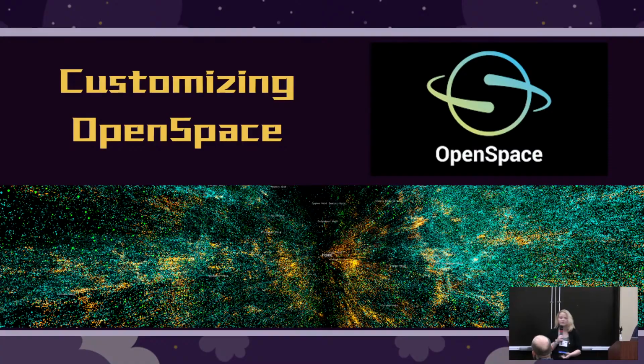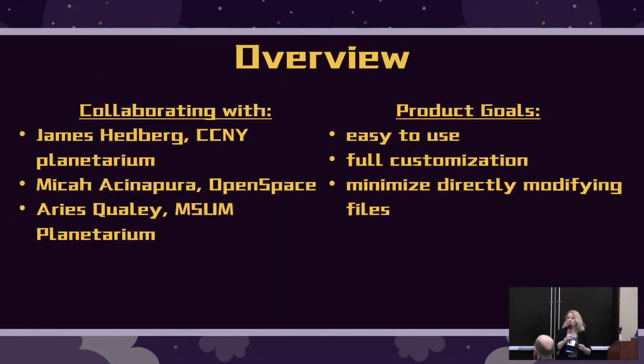So this led to talking to a lovely fellow, James Hedberg, at the CCNY Planetarium, who does have a current way to input custom constellations into OpenSpace. It involves editing the current constellations asset file and the custom constellation art CSV. I'm happy to point you to that if you would like after this presentation.